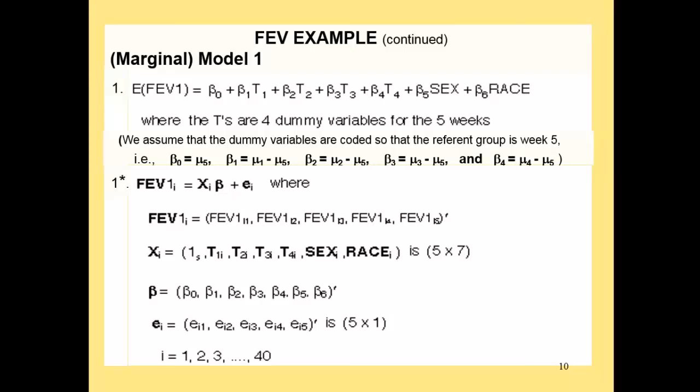That's why. Well, the fact is you could do it either way. All right. So one thing that I want to point out here is note that the referent group is coded as week 5, which is 3 weeks after the pollution alert. So that's our referent group.